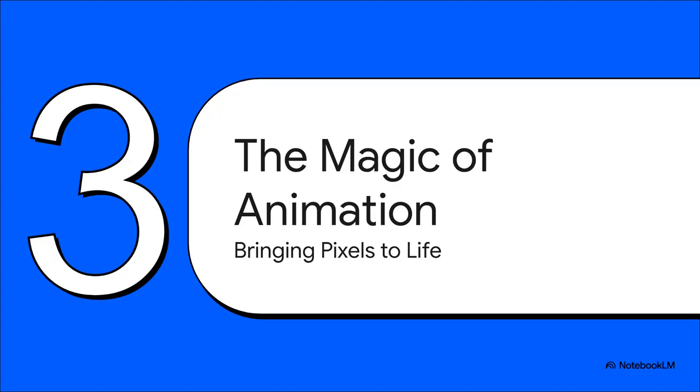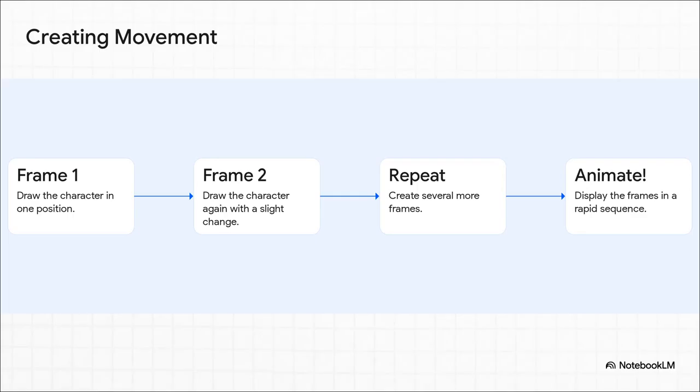Of course, a static picture is kind of boring, right? The real magic, the thing that makes it a game, is when these sprites start to move. So let's break down how they turned a single drawing into a living, breathing character. And the way they did it is actually super simple, kind of like old school cartoons. You start by drawing your sprite in one pose. That's your first frame. Then you draw it again, but with a tiny little change. Maybe an arm moves up or a leg kicks forward. That's frame 2. You do this a few more times, and then you just flash them on the screen one after another really, really fast.